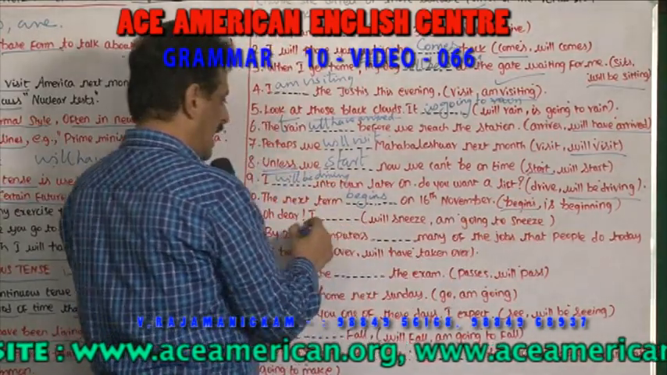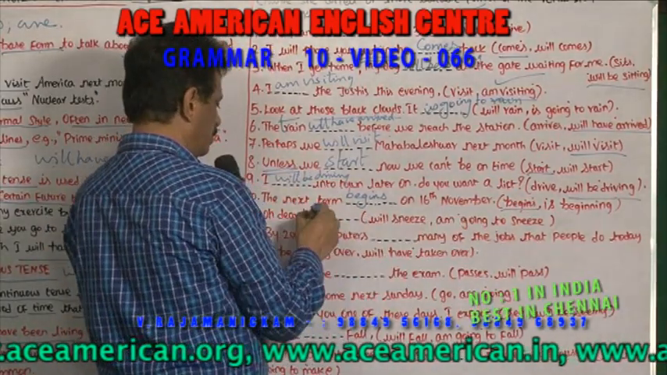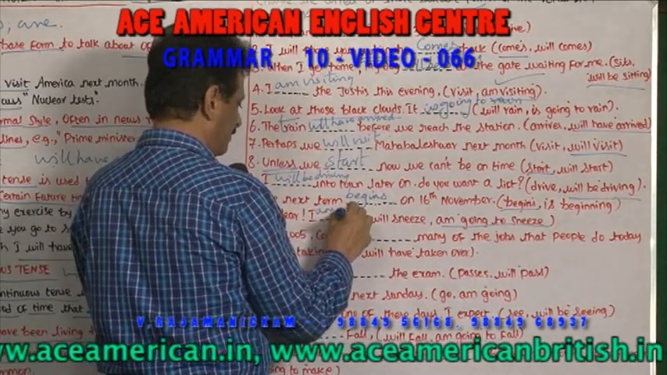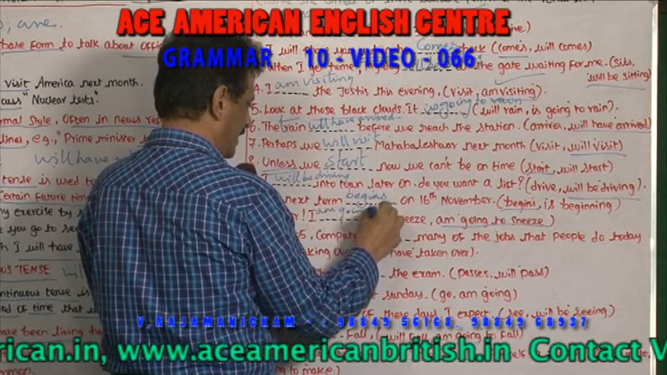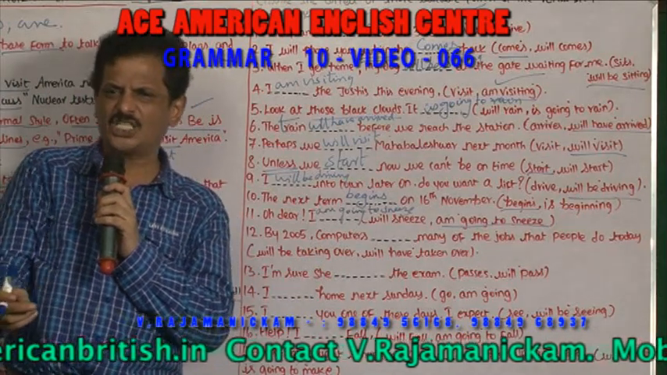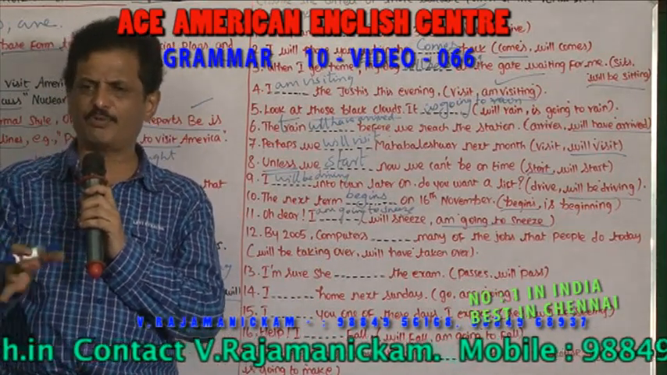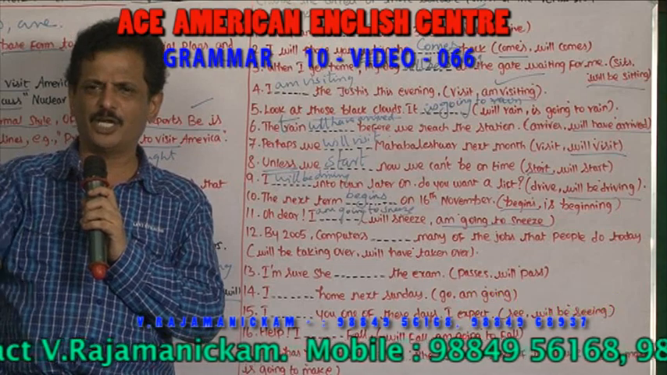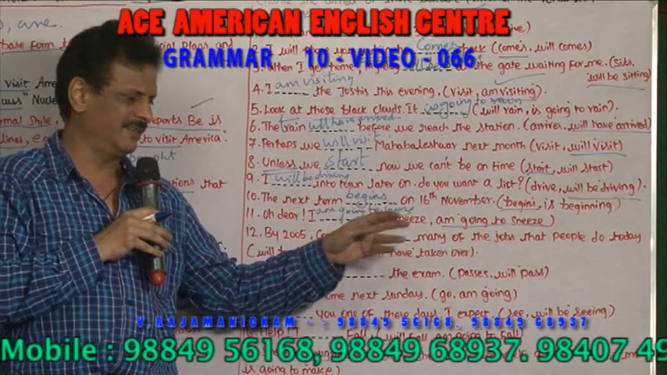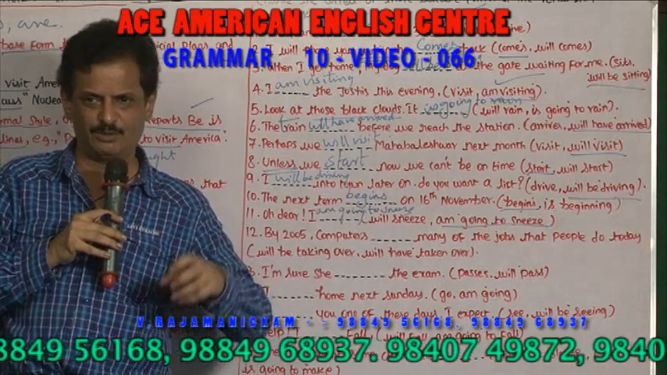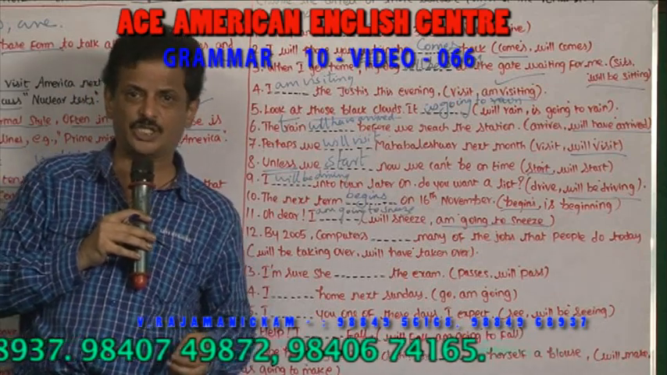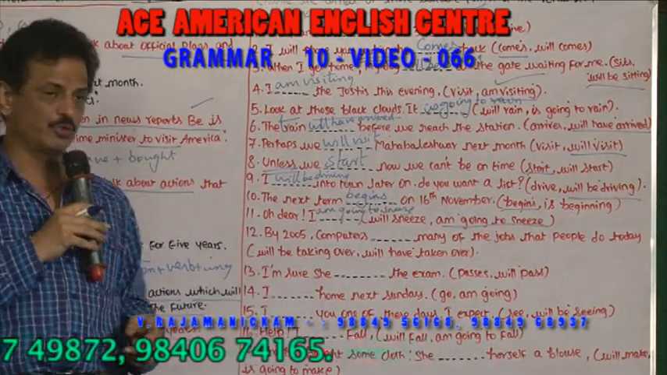Oh dear, I will sneeze. I am going to sneeze. Which is used? I am going to sneeze. Why? Something immediately, instantly, is going to happen. Something is in the process of coming out. So you are using, I am going to sneeze. You don't say, I will sneeze. I will sneeze means you are putting in an effort, but it is out of your control. Immediately, in seconds, some action is going to happen. So you are using, I am going to sneeze.